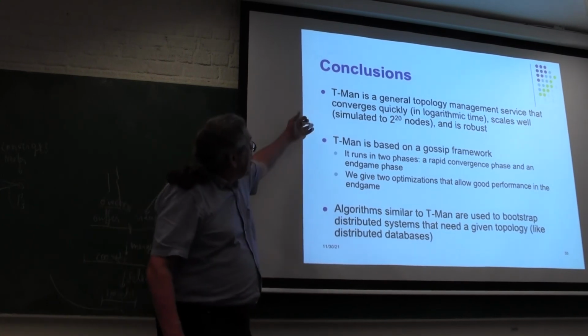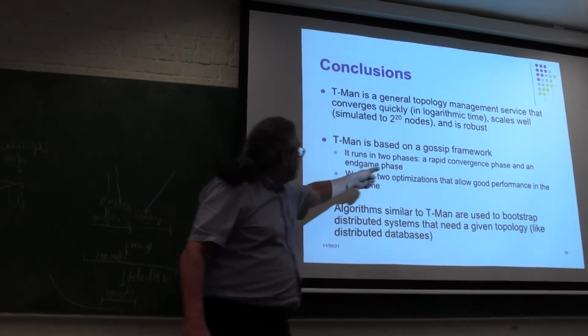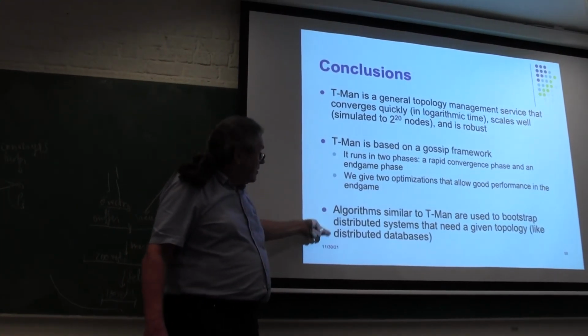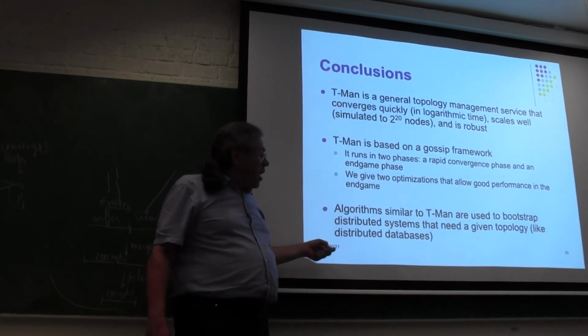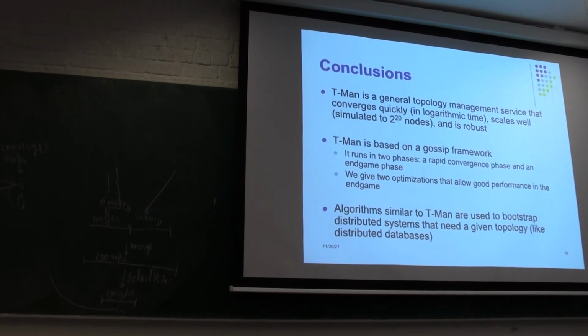Okay? So T-Man is general, scales well, a gossip framework, rapid convergence, endgame. You need to do optimizations, and systems really use this. So gossip works, but sometimes you have to be clever. That's the takeaway. Okay, let me stop there.